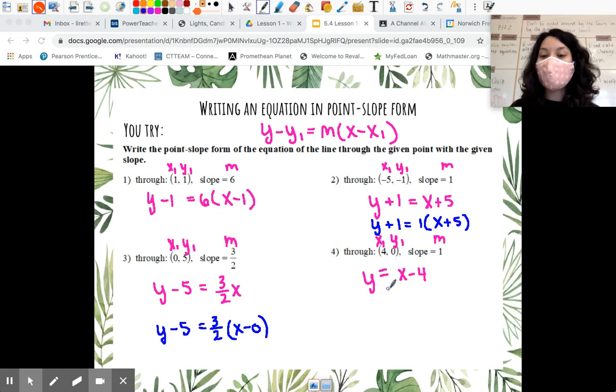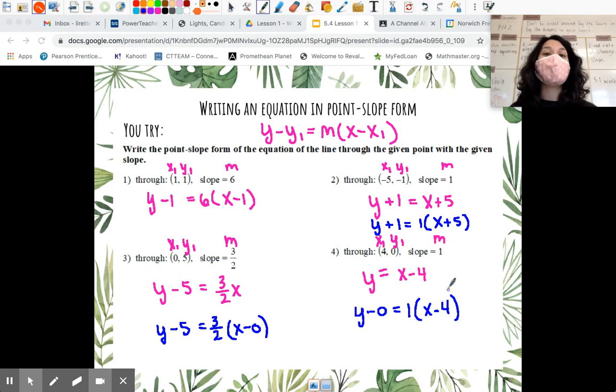And for number 4, similar to number 3, there's really a y minus 0. So again, you don't need to write that part in. And then similar to number 2, there was a slope of 1, so we don't need to write the 1 or the parentheses either. So hopefully these weren't too hard. Let's take a look at some next examples.